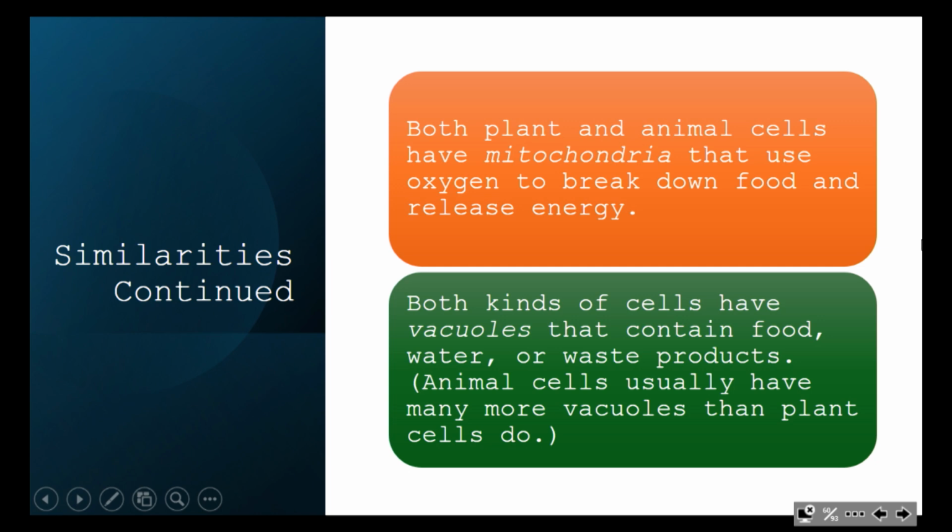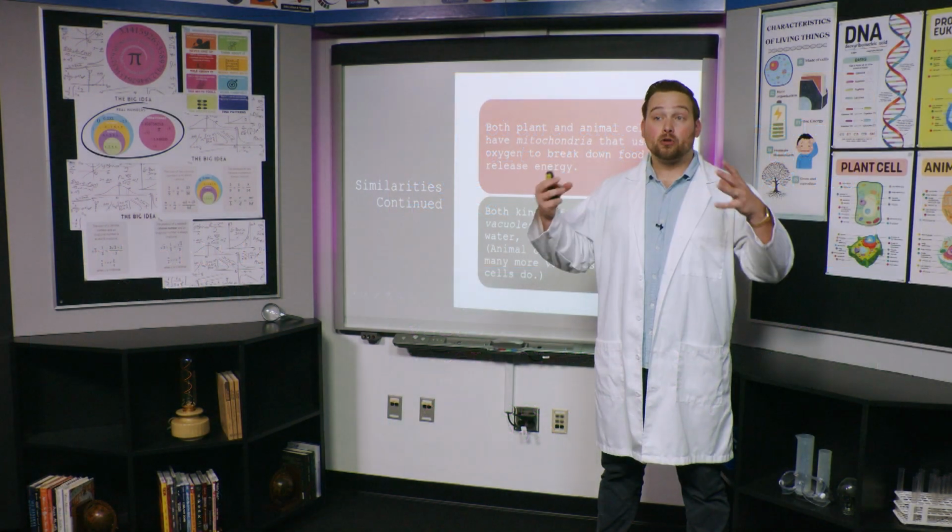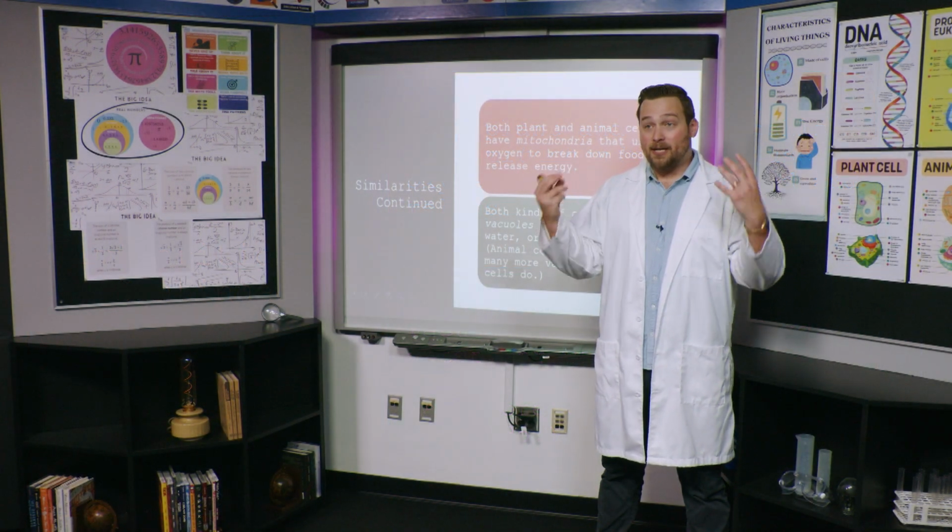Both plant and animal cells also have a vacuole. Remember, vacuoles are like the warehouse of the cell. It's where we keep stuff until we're ready to use them. So this could be water or food or sometimes even waste products. Now, plant cells have a very large central vacuole. They need a lot of water.